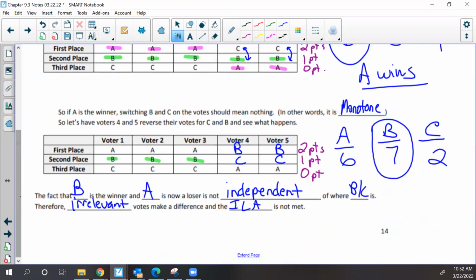I don't know why they want to abbreviate it ILA. I would have thought that they would do it like IIA. But that's the way it is in our content. So crazy, huh?